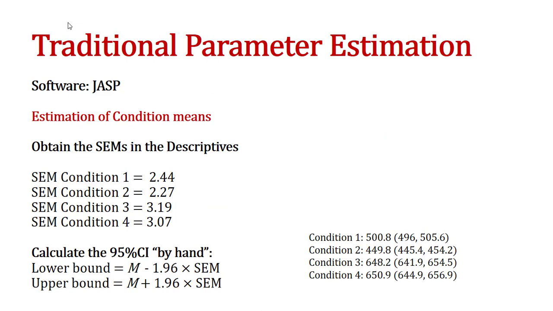Okay, let's start with the traditional parameter estimation. Again, we can estimate the condition means and the difference between conditions. When considering the variables, we compare the values of each of the variables, and we also estimate the mean of the values of each variable. As I showed you when we were seeing the descriptives, we can take the standard error of the mean for each condition, and by hand we calculate the lower bound and upper bound of the confidence interval. So basically these are the estimations of means with confidence intervals for the 4 conditions.